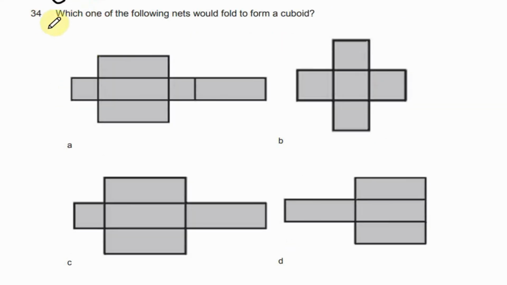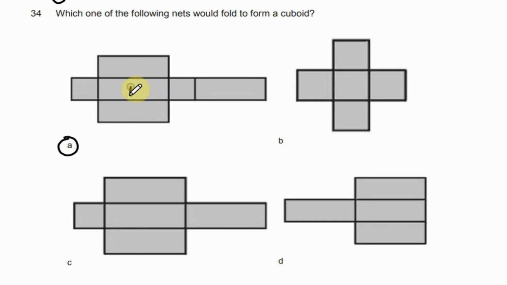All right guys, now we're looking at question 34. Which one of the following nets would fold to form a cuboid? All right, and option A right here would meet that criteria. So when we talk about a cuboid, it is basically a box. All right, now we know a box has pretty much 6 sides. All right, now let us look and examine the box.